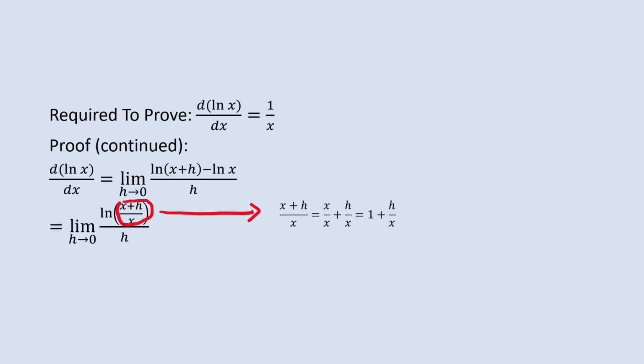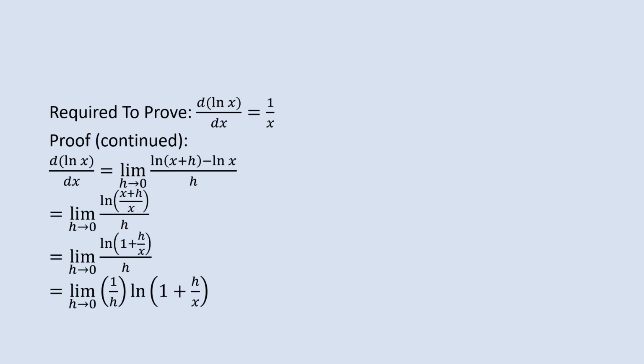Now, we're then going to change the quantity in the bracket as you see here. X plus h over x is the same as x over x plus h over x. X over x is the same as 1, so we actually get 1 plus h over x. So we're going to change that term inside of the bracket the way you see it here. So in the last step, we had this expression, and now we have this expression.